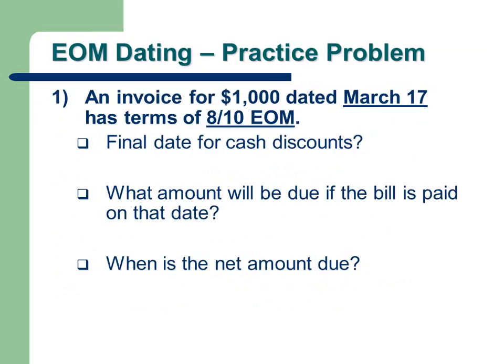Remembering how we determine the EOM, let's work on this practice problem. Let's say there's an invoice for $1,000 dated March 17th, which is before the 25th day of March. And the invoice has the term of 8/10 EOM, so the EOM dating is going to be applied. When is going to be the last day for cash discount, and what amount do you have to pay if the bill is paid on that last cash discount day, and when is going to be the absolute net payment due, the net amount due date?